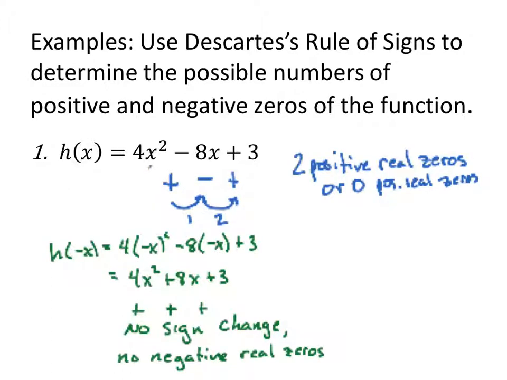So let's use Descartes' rule of signs to determine the possible number of positive and negative zeros of the function. If h of x is 4x squared minus 8x plus 3, this is a positive 4, a negative 8, and a positive 3. So from positive to negative is 1 sign change. From negative to positive is 2 sign changes. So I know there are 2 positive real zeros or no positive real zeros. So either all of them or none of them. If I replace h of x with h of negative x and I simplify, I'll have all 3 are positive since there's no sign change, no negative real zeros.